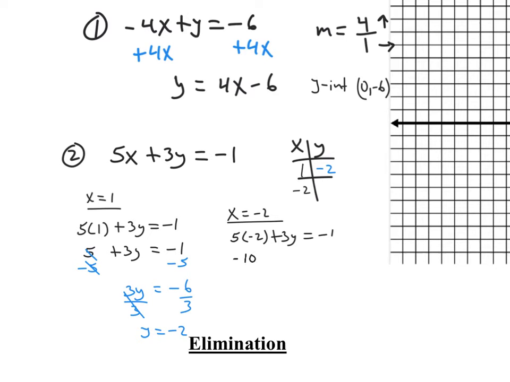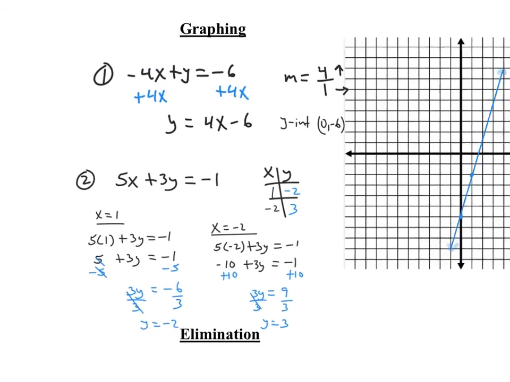So this ends up being negative 10 plus 3y equals negative 1. And if I go ahead and add 10 this time to both sides, it leaves me with 3y equals positive 9, and if I divide both sides by 3, I get y equals 3. And there we go.